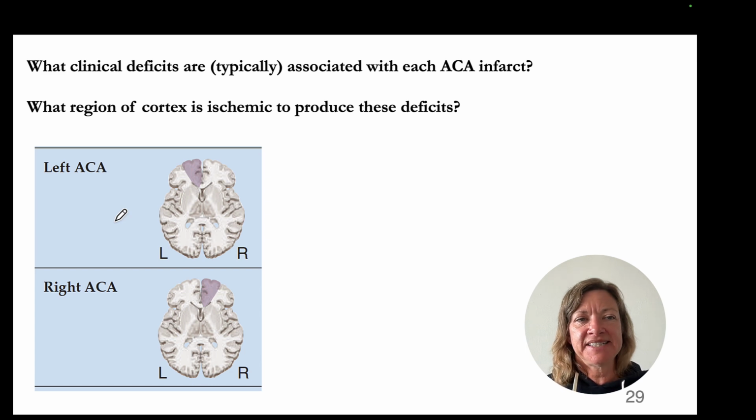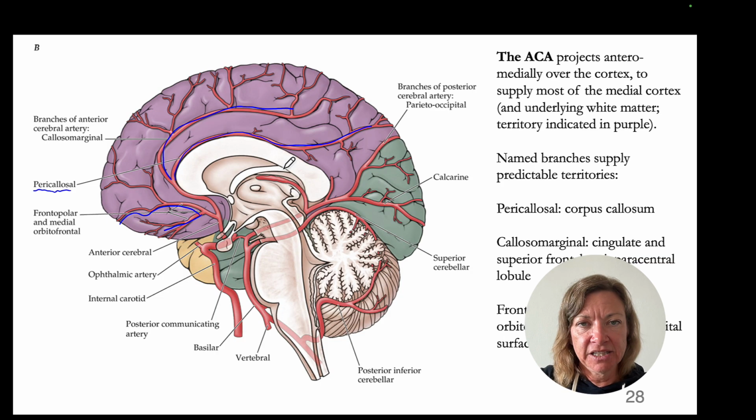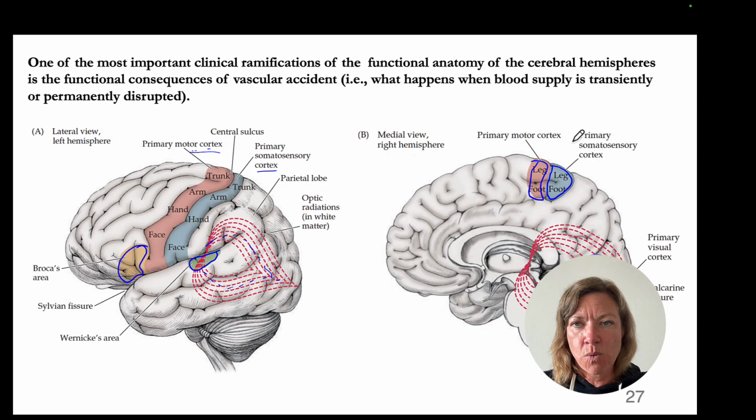Now, when we think about an ACA infarct, or any infarct for that matter, you want to think about the clinical deficits that are typical for an infarct of that circulation, and what region of cortex is ischemic to produce these deficits. So if I start here with the left ACA, for example, I could say that, well, okay, the left ACA is occluded. I know that the most obvious thing I've lost blood flow to, in my mind right away, is the paracentral lobule, right? This critical bit of cortex right here.